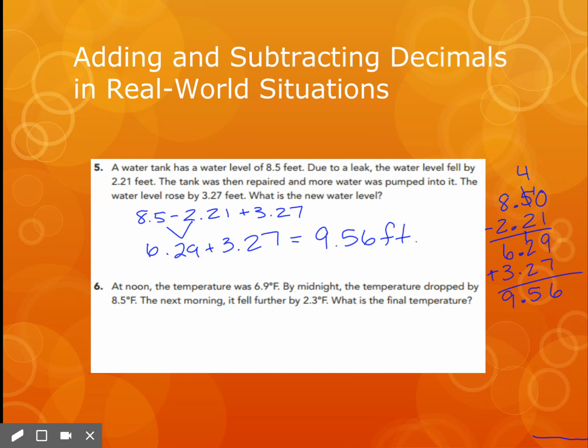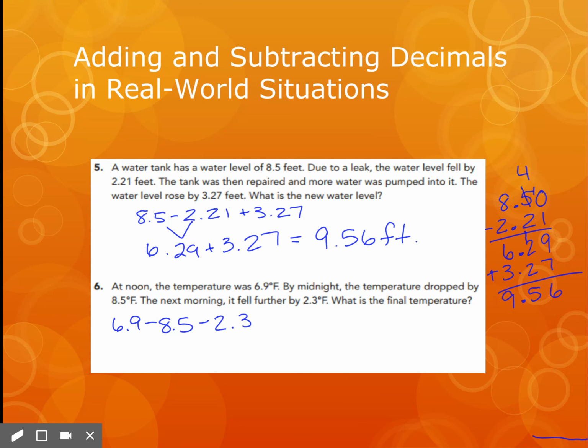All right, number 6, at noon, the temperature was 6.9 degrees. So that's where I'm starting. So I write that first. By midnight, the temperature dropped by 8.5 degrees. So subtract 8.5. And the next morning, it fell further by 2.3. So again, I'm subtracting.